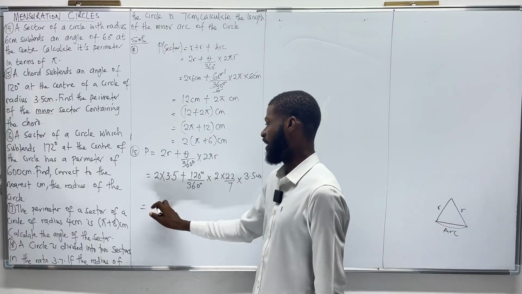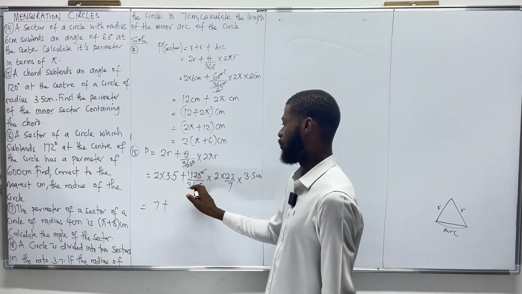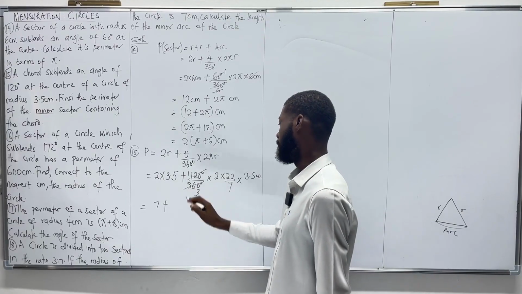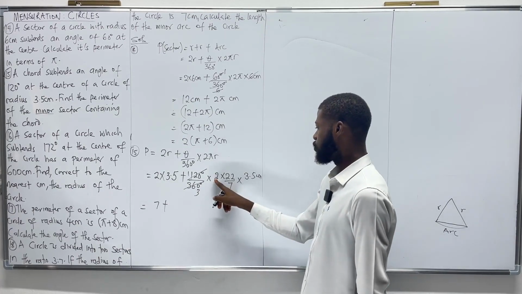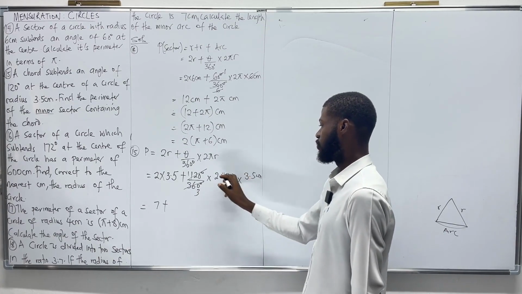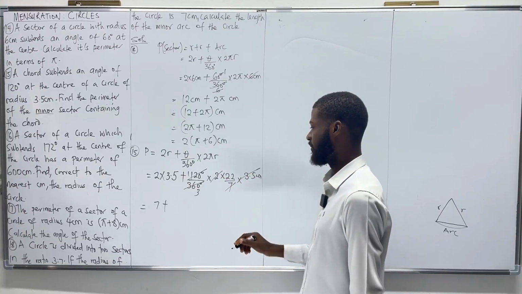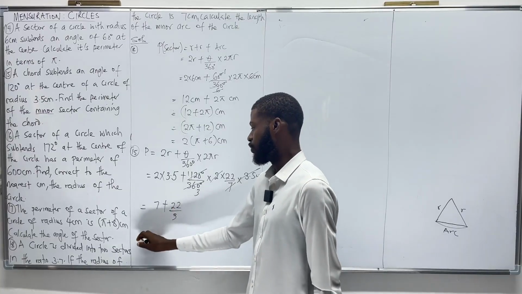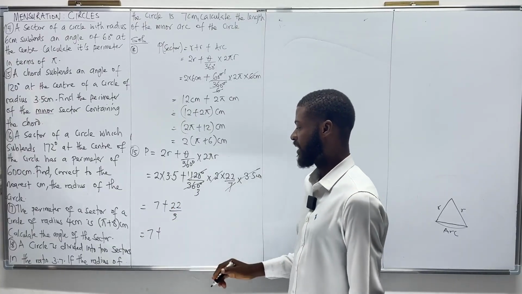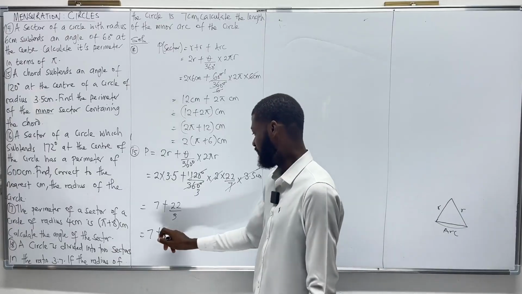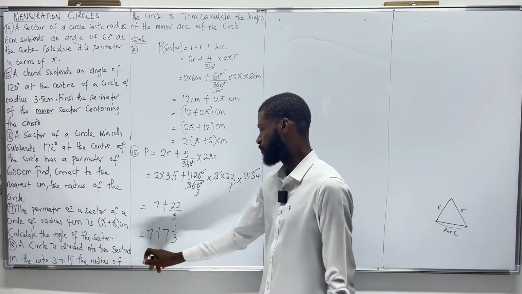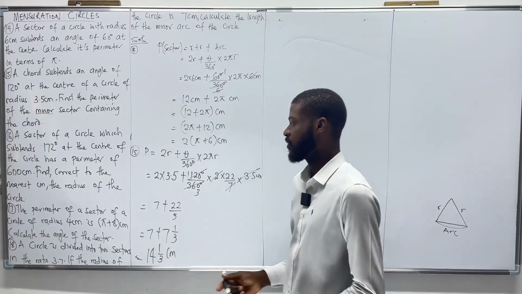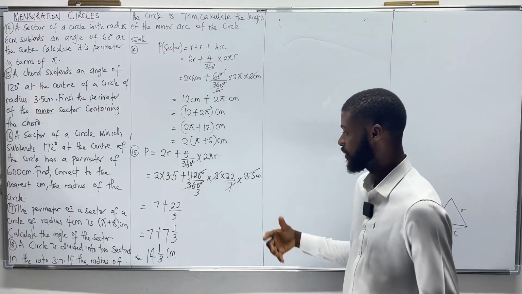Well, 2 times 3.5 is 7. 120 here is 1, and into 360 is 3. 2 times 3.5 is 7. So together, they will join hands to cancel at 7. So we're going to have 22 over 3 remaining. So this will be 7 plus 22 over 3, which is 7 whole number, 1 over 3. So 7 plus 7 is 14 whole number, 1 over 3 cm. So that will become the perimeter of that very sector.